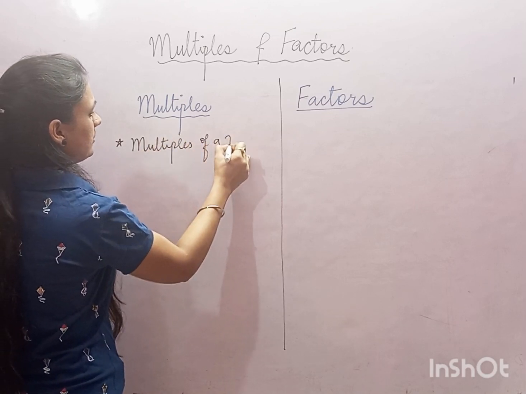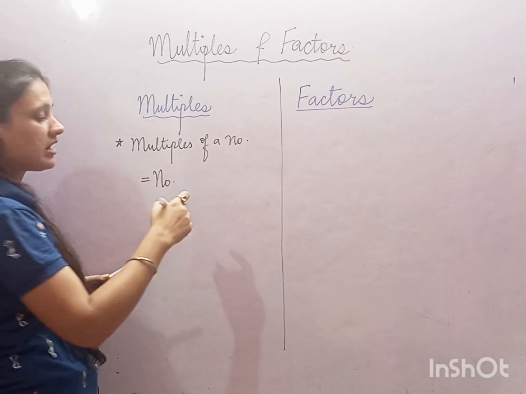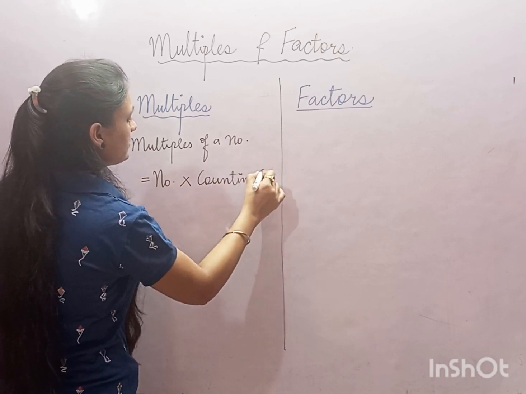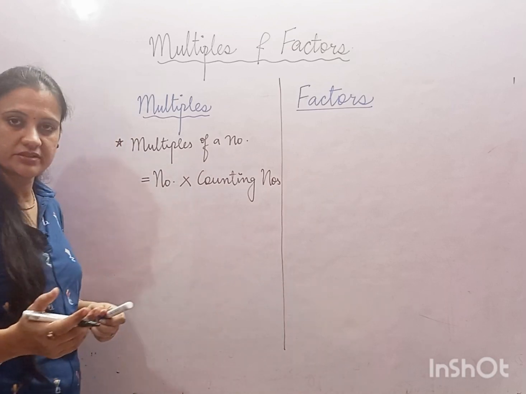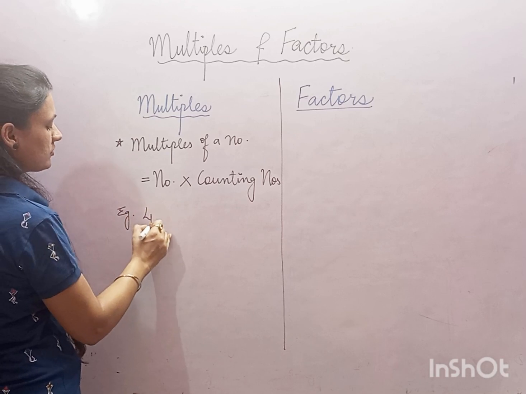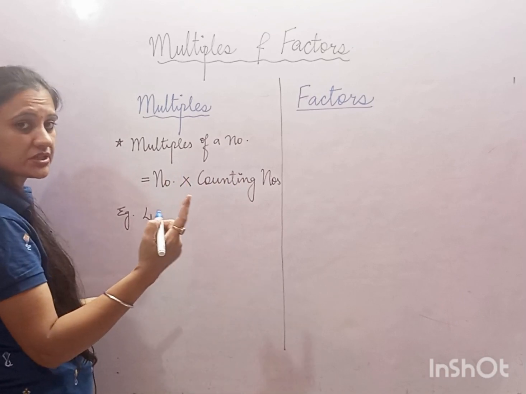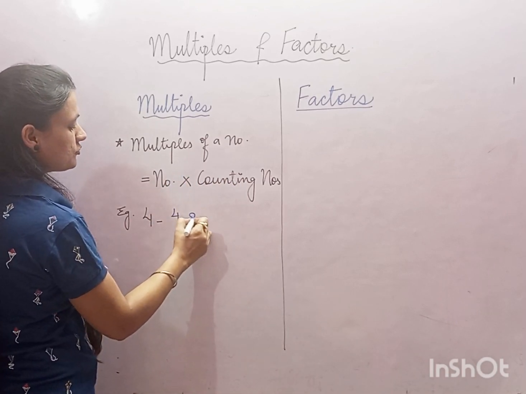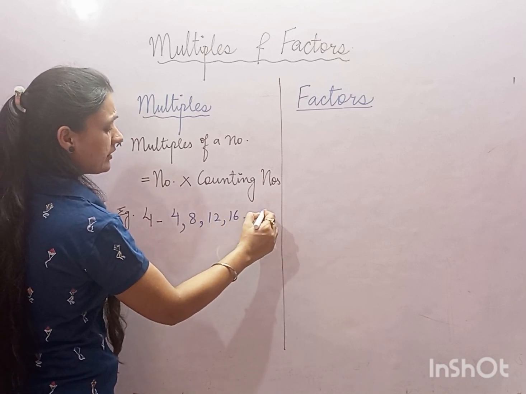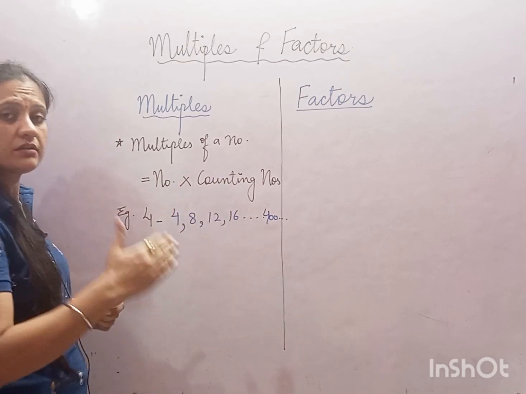like if you have to find out the multiples of a number, of any number, what is the formula? That is number, that number which they have asked you to find out, multiply by counting numbers. Counting numbers starts from 0 and they are unlimited, right? Now for example, if I say find out the multiples of 4, so what you'll say? Multiples of 4 are 4 multiply by 1, that is the first counting number, 4, then by 2, then by 3, 4, and so on. Like if you multiply by 100, it becomes 400 and so on. So multiples of 4 are these, they are unlimited.